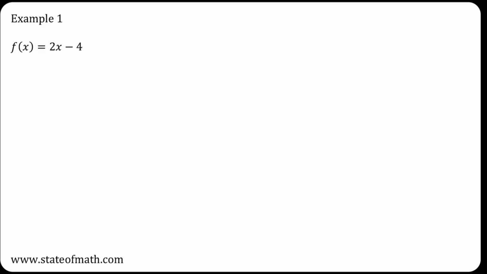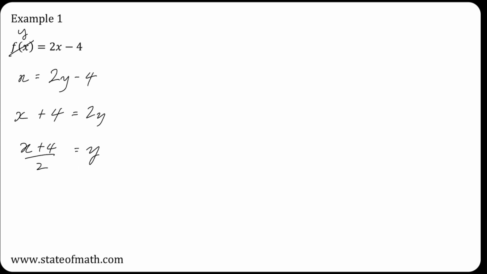So this is my first example. Step number 1, replace f of x with y. Step number 2, interchange x with y, so I get x equals 2y minus 4. Step number 3, I need to make y the subject, so x plus 4 equals 2y, so y is equal to x plus 4 over 2. Final step, I need to write it in the correct format, so f minus 1 of x equals x plus 4 over 2, and that's the final answer.